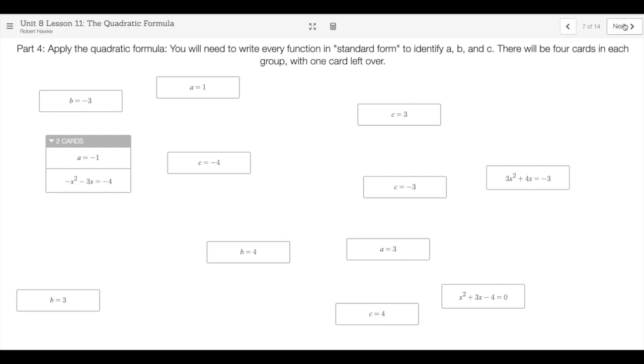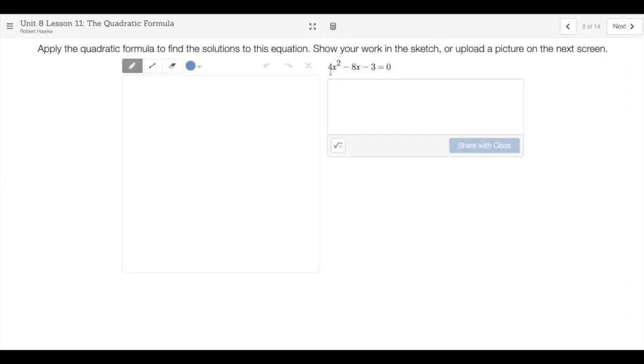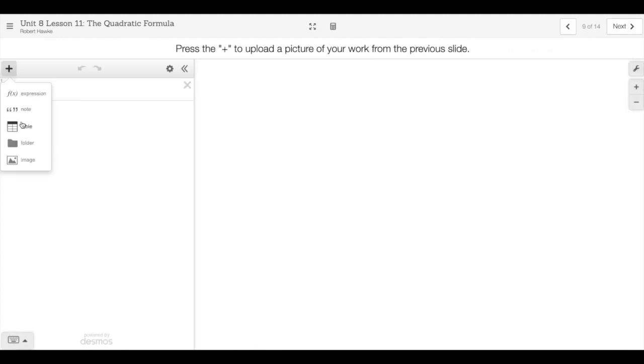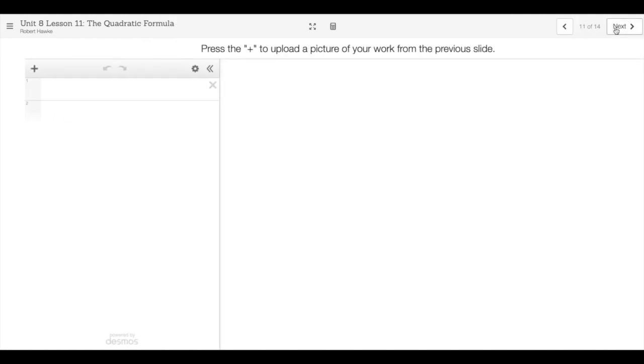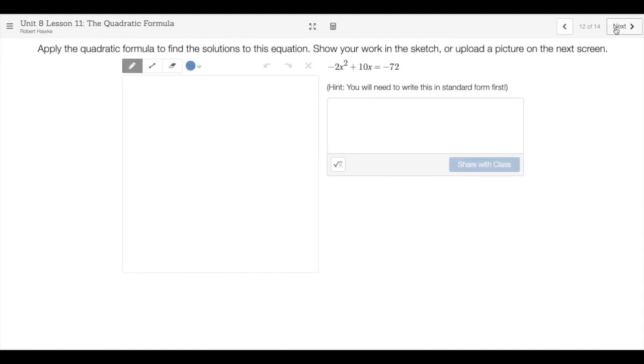From there, you're going to go to the next slide, and you're going to finally apply the quadratic formula to solve this equation. Identify a, b, and c, plug them into the formula, find the answer. And you can either show your work here by sketching, a equals 4, plugging it all in, or you can take a picture of your work and then upload it by pressing here, go into image, and uploading your file. You'll do the same on the next slide and on the next slide, and then you'll be done.